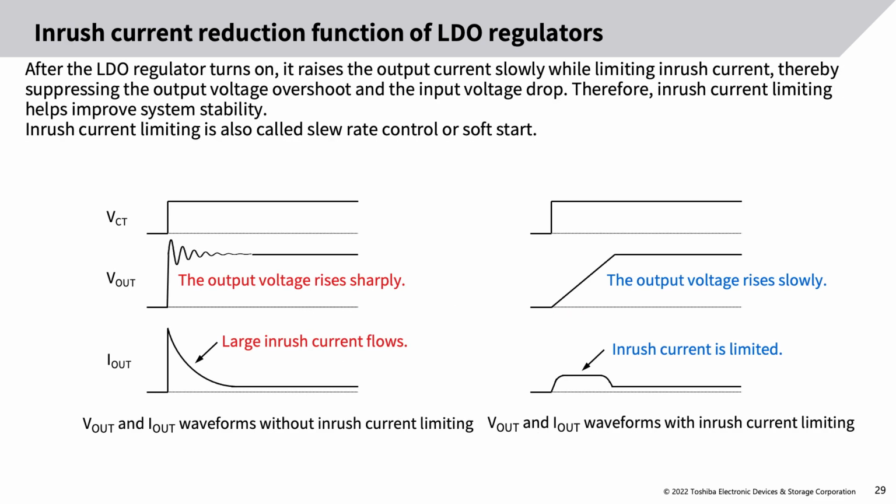After the LDO regulator turns on, it raises the output current slowly while limiting inrush current, thereby suppressing the output voltage overshoot and the input voltage drop. Therefore, inrush current limiting helps improve system stability. Inrush current limiting is also called slew rate control or soft start.